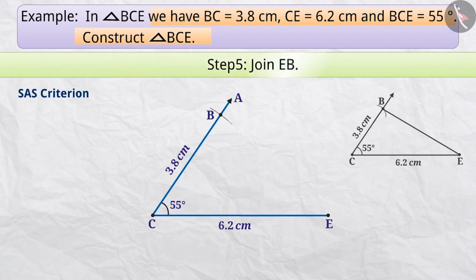Step 5. Now we will join vertex B and vertex E and form EB. Thus, we obtained triangle BCE, where BC is equal to 3.8 cm, CE is equal to 6.2 cm, and angle BCE is equal to 55 degrees.